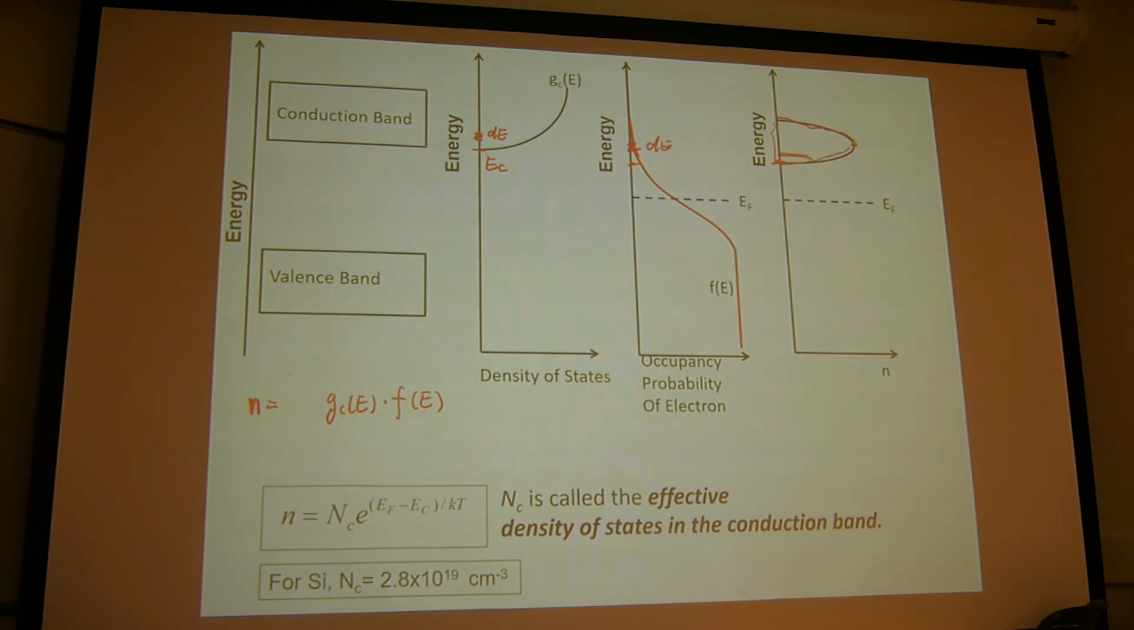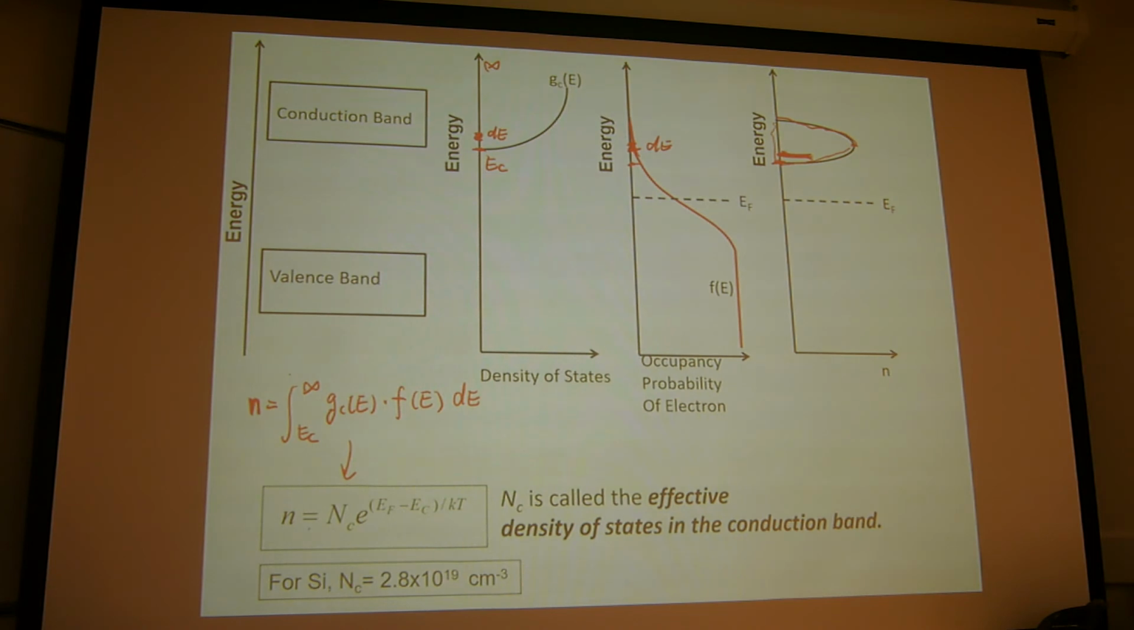You get something here. But you have to integrate this, because you start from the EC up to infinity. So this is a mathematical way to derive the electron density in silicon. And it's a very tedious derivation, I'll skip that. But eventually, people use the following formula to get the electron density, like this.